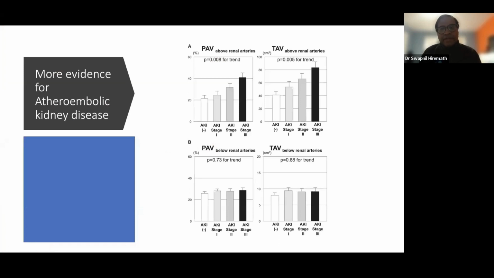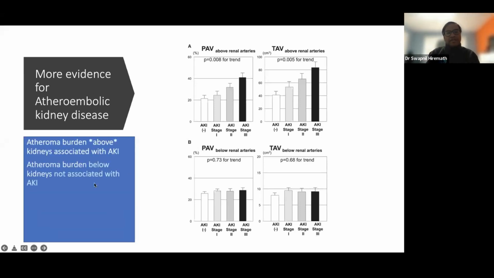This is another paper from Japan, where they looked at the atheroma volume. These were patients who were undergoing a TAVI, a transcatheter aortic valve implantation, and they looked at the atheroma volume, and they showed that the atheroma volume above the kidneys, above the renal arteries, was associated with AKI. But if you see the lower graphs, the atheroma volume below the renal arteries was not associated with AKI. Again, what this shows is that it's not contrast causing AKI in many of these cases. It is cholesterol emboli that was causing AKI in these patients.